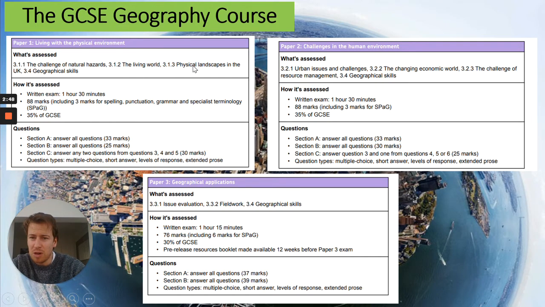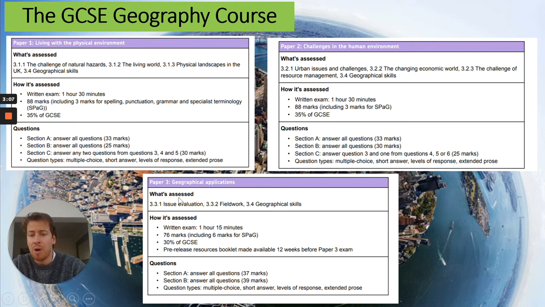And we also look at resource management as well, which is kind of tied in nicely. It marries up nicely with the living world and our dependence on the living world for natural resources, looking at renewable energies and how viable those alternatives are for the future as we're running out of oil. Again, a 1 hour and 30-minute exam made up of 88 marks at the end of Year 11.